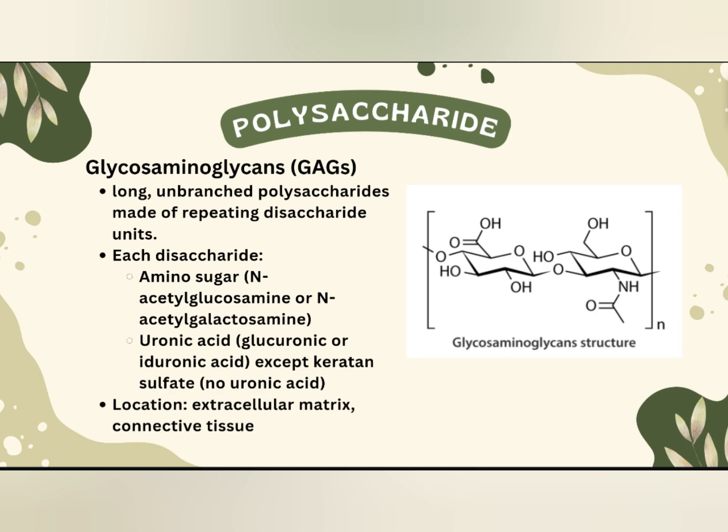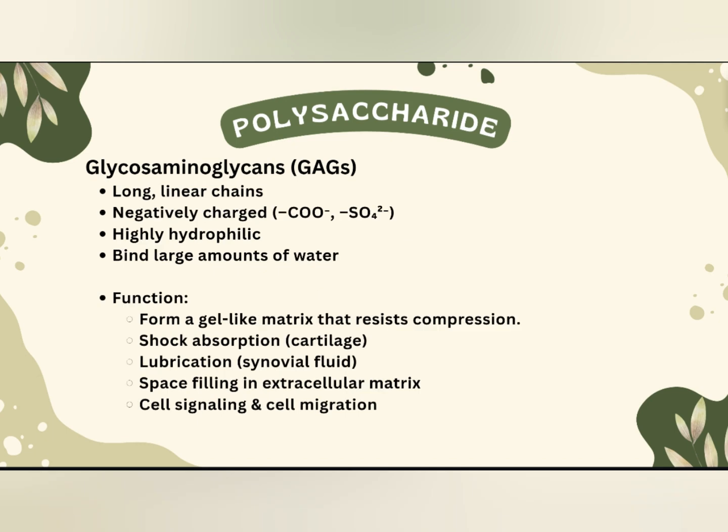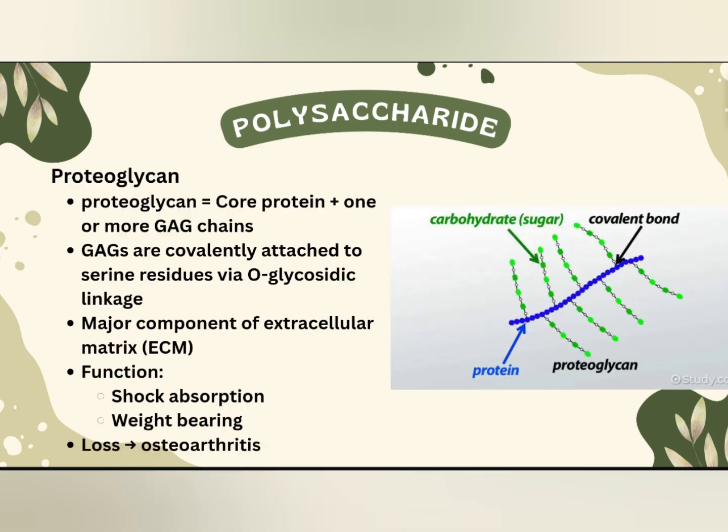The last one is GAG, glycosaminoglycans, which are long unbranched polysaccharides made of repeating disaccharide units, consisting of amino sugar and uronic acid, usually found in the ECM and connective tissue. Because they are negatively charged, they can bind a large amount of water to form a gel-like matrix, acting as shock absorbers.